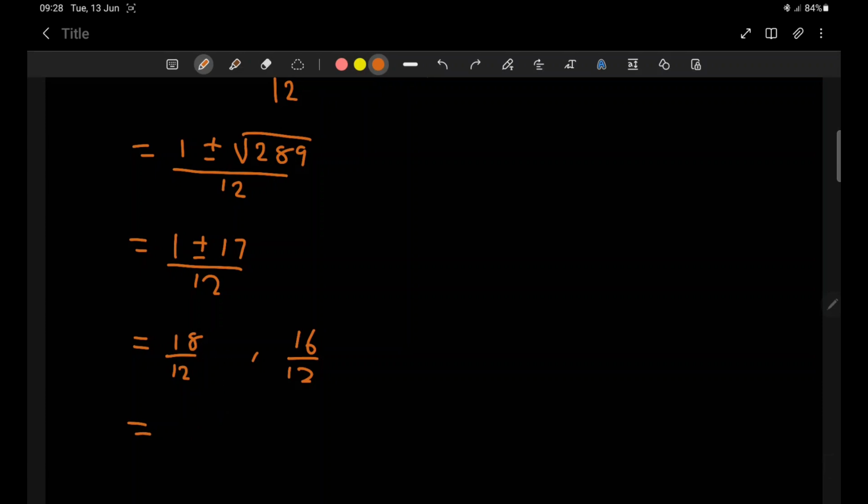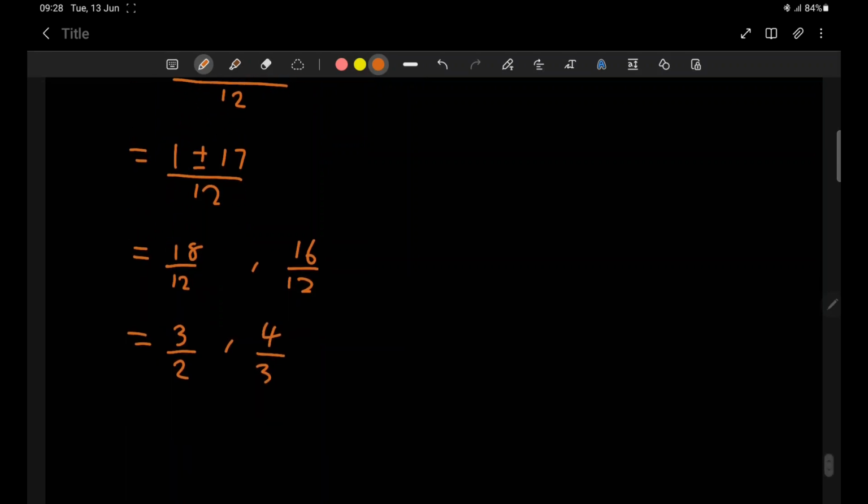So we can divide 6 into both. 6 into 18 is 3, 6 into 12 is 2. And then here we can have 4 into 16, that's 4, 4 into 12, that's 3. So our values for P are: P is equal to 3 over 2, or P is equal to 4 over 3.